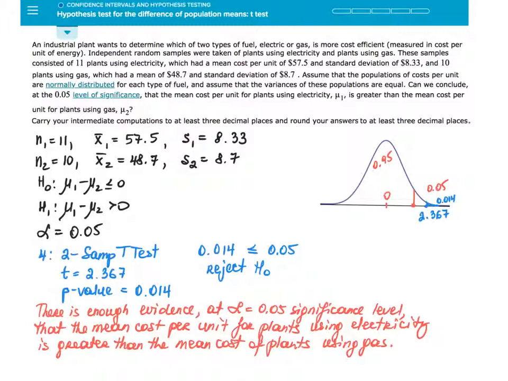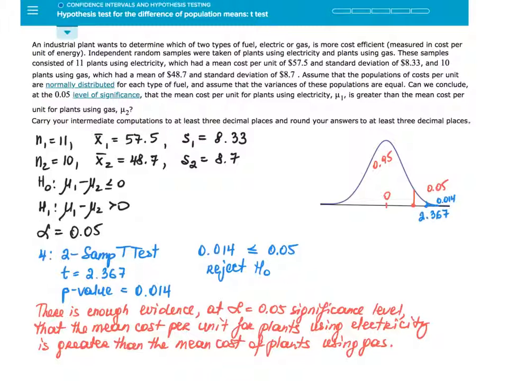Can we conclude at the 0.05 level of significance that the mean cost per unit for plants using electricity, mu sub 1, is greater than the mean cost per unit for plants using gas, mu sub 2? Carry your intermediate computations to at least 3 decimal places and round your answers to at least 3 decimal places.